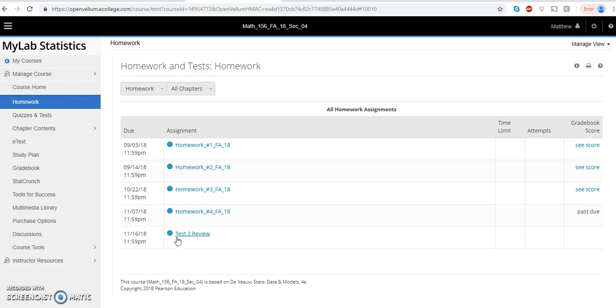So I've posted this as a new homework assignment to help you study for the test, and a reminder that the test will be available from, I think, 6 a.m. to 5 p.m. on Thursday, November 15th, and you have 2 attempts to complete it. And I'll show you what that looks like. It'll be available under this quizzes and tests tab at that time tomorrow. So the review is going to be pretty similar to the questions on there. So let's have a look.